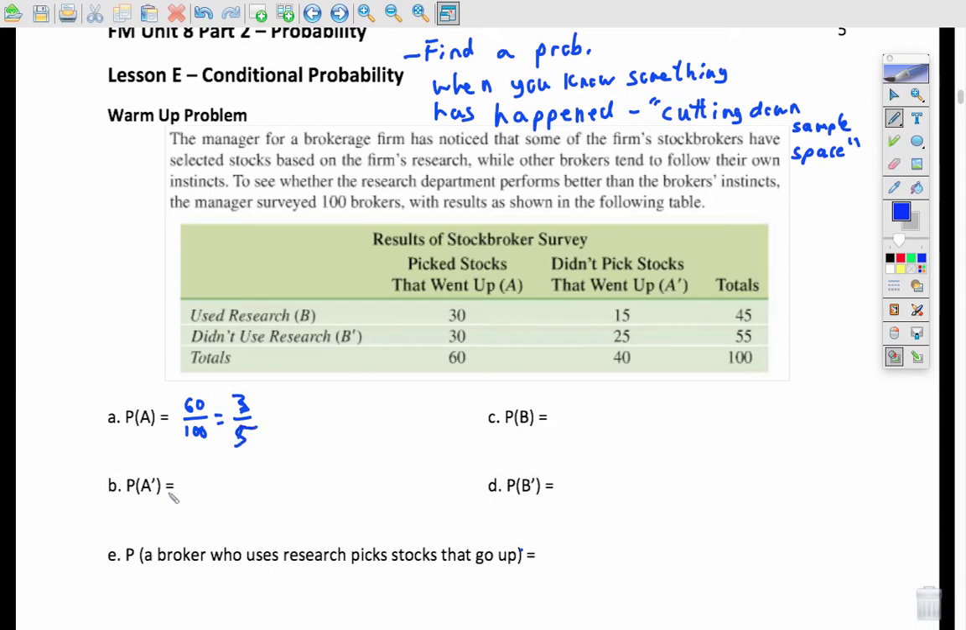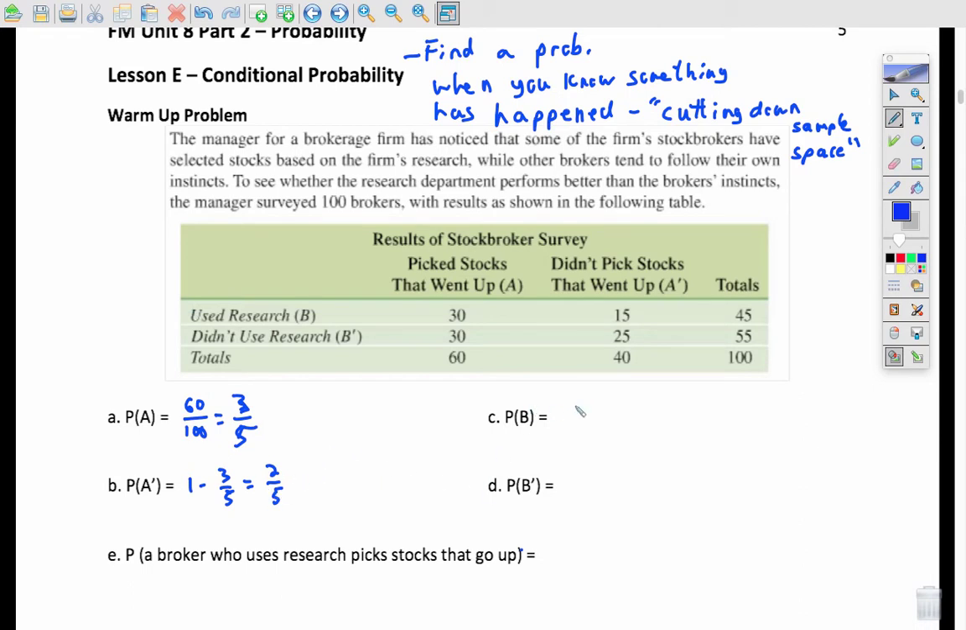Now, if I wanted to do the complement of A, that's pretty easy to do. The complement is simply 1 minus the probability of A, if you remember that from the last video, so 2/5. If you went ahead and did the 40 over 100, you'd come up with the same result.